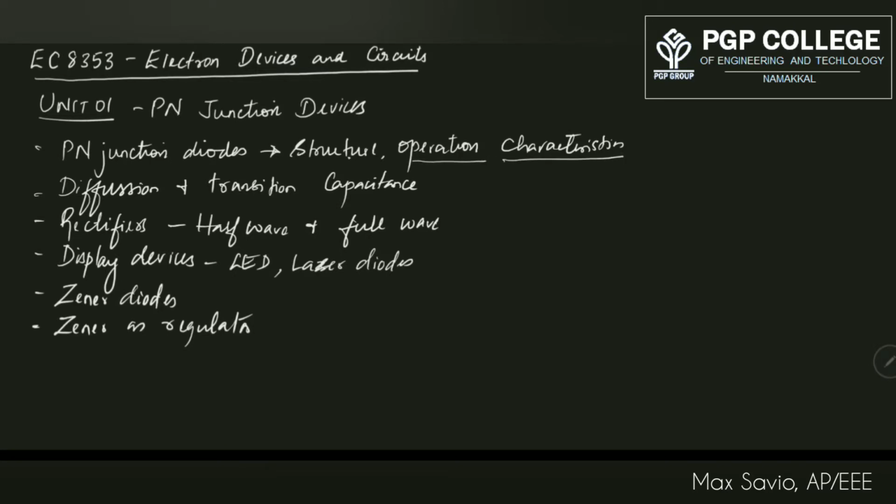As far as the first unit is concerned, we will be concentrating on the PN junction devices. The PN junction devices usually include the diodes. So we'll study more about the diodes, and we'll start with the structure of the diode, how it is manufactured, how the diodes operate, and the characteristics of the diodes, followed by the internal function of the diodes. We'll have a derivation on the diffusion and the transition capacitance.